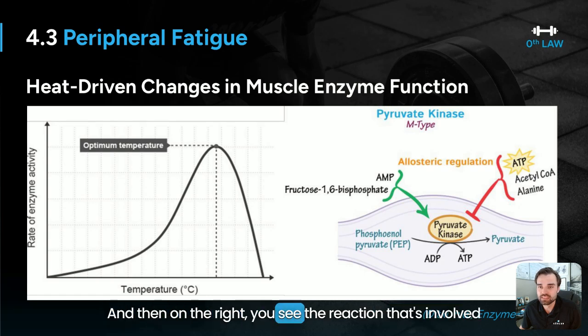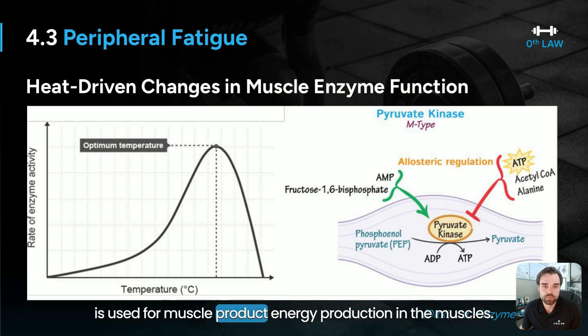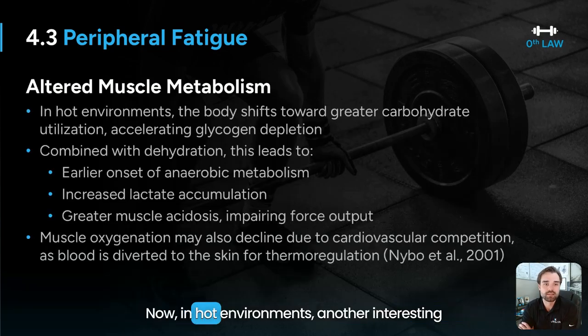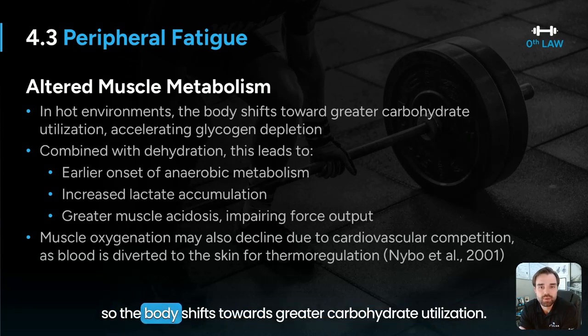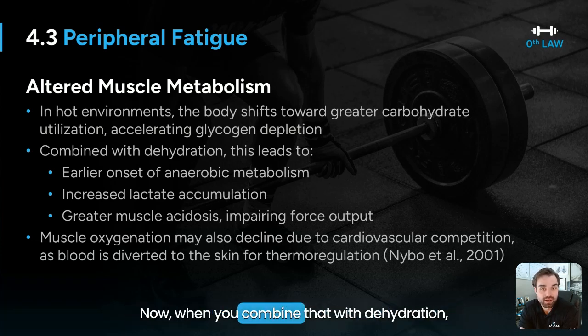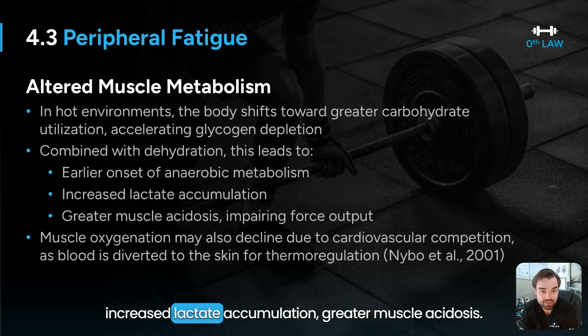And then on the right, you see the reaction involved with pyruvate kinase, which helps to convert to ATP, which is used for energy production in the muscles. Now, in hot environments, another interesting point is that metabolism changes. The body shifts towards greater carbohydrate utilization, which accelerates glycogen depletion. When you combine that with dehydration, this leads to all sorts of things, including earlier onset of anaerobic metabolism, increased lactate accumulation, and greater muscle acidosis.